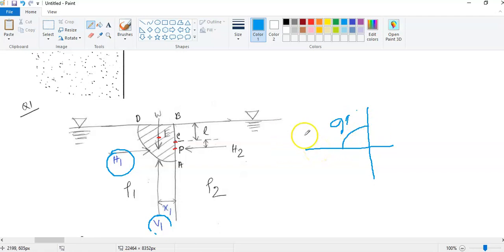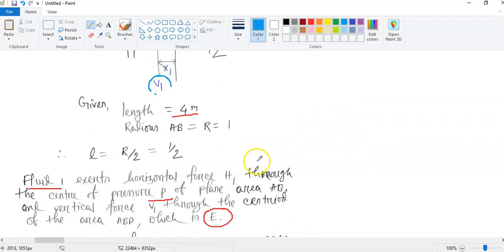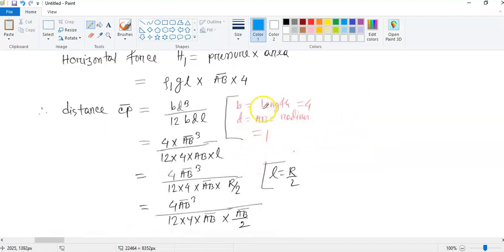So now we need the area. We know this radius and we know the length. Area, if you know the unit of the area, is meter square, so that means it is the length times the width. Here we know the radius, AB, and the length is 4. So this is the horizontal force.